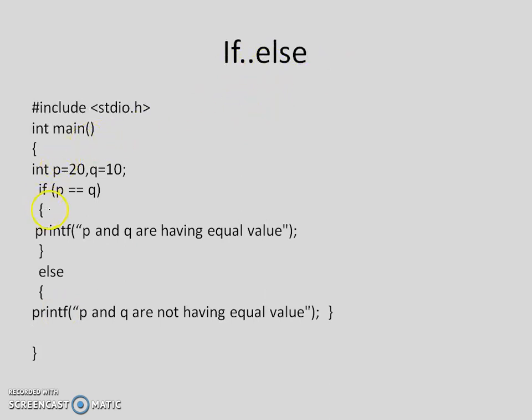If else has 2 ways to take a decision. See, here p equals to 20, q equals to 10. It is asking if p equals to q. Is it? No. Then the statement that p and q are having equal values is not true, so it will not go for this execution. It will select another path, that is the second one, the else block, which displays that p and q are not having an equal value.